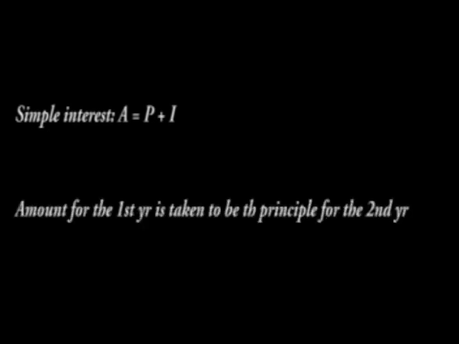Compound interest. We have seen that in simple interest, the amount at the end of a specific period is principal plus interest. If the amount at the end of the year is taken as the principal for the second year, the interest earned is called compound interest.